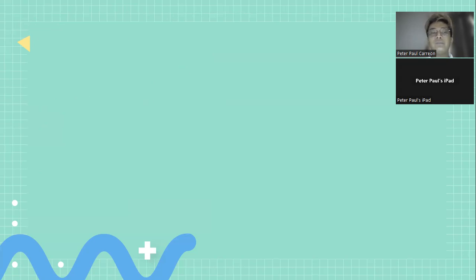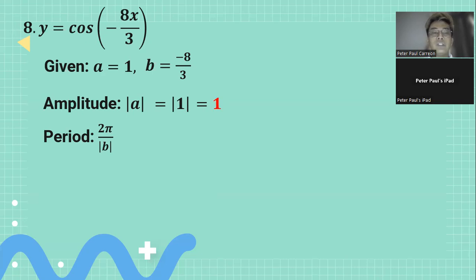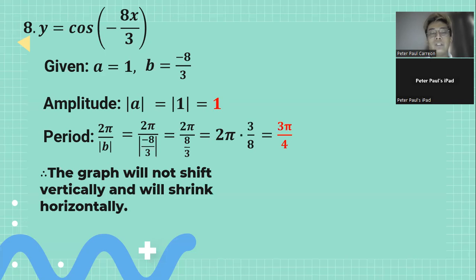For item 8, yun yung given natin. y is equal to cosine negative 8 third x. Amplitude natin. For the period, yan. Paggamitan nyo ng KFR yan. The graph will not shift vertically.